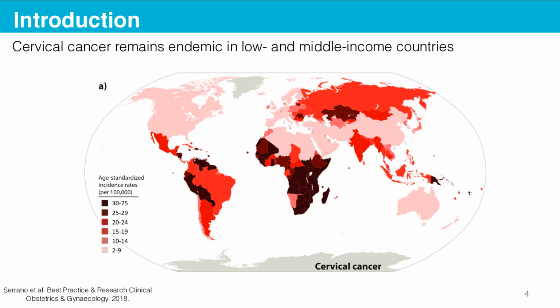HPV infection and cervical cancer rates have dropped significantly in developed countries thanks to vaccination against oncogenic HPV types, but it remains endemic in low and middle income countries. For example, in sub-Saharan African females, cervical cancer is the second most prevalent cancer type and the number one cause of cancer-related mortality. So it's still important to study this disease, especially in the populations that are most affected by it.